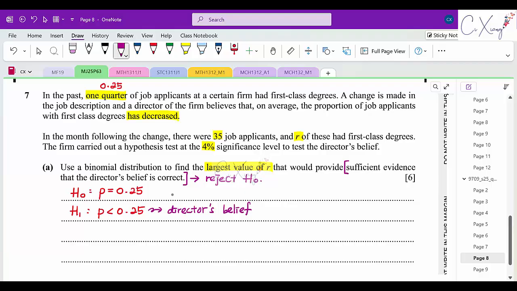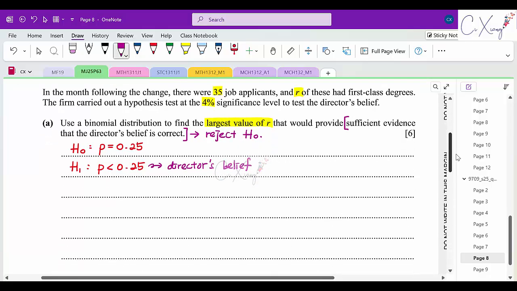So what are they asking for now? They're asking for the value of R. What is the observed value so that we reject the null hypothesis? Okay, so that's the meaning. All right, then let's continue further.